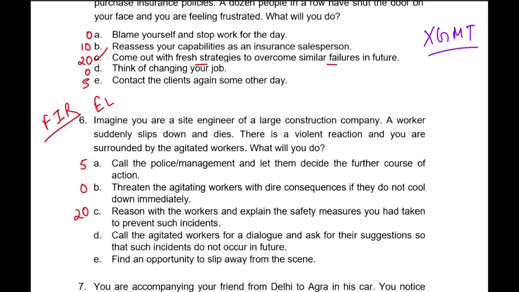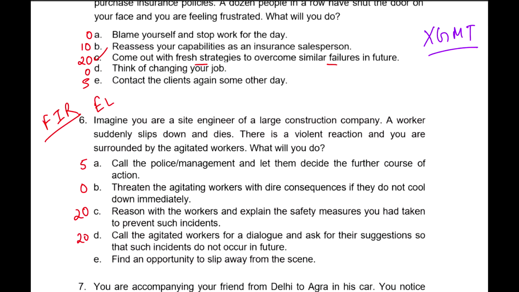And then we come to option D. Call the agitated workers for a dialogue, that is a settlement dialogue, and ask for their suggestions so that this incident does not happen in future. Well, I selected this option, but later got to know that दोनों को ही सही answers सर ने बताया. Sir said that both of the answers are considered to be the best responses.